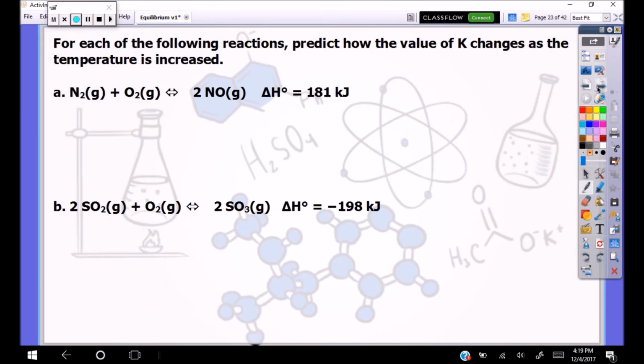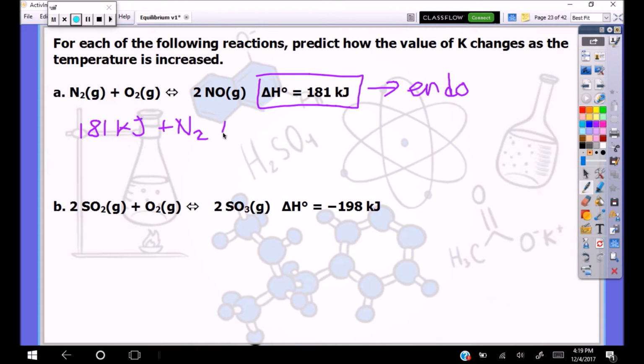So here's one of the ones where we're specifically looking at temperature. So we want to predict how the value of K changes as the temperature is increased. Okay? So we'll do the first one together. Like I said, we're going to take our delta H value and make it part of our equation. So here I see that as a positive value. Is that endothermic or exothermic? Endothermic. Good. So with endothermic, we have 181 kilojoules plus N2 plus O2, and we get 2 NO.